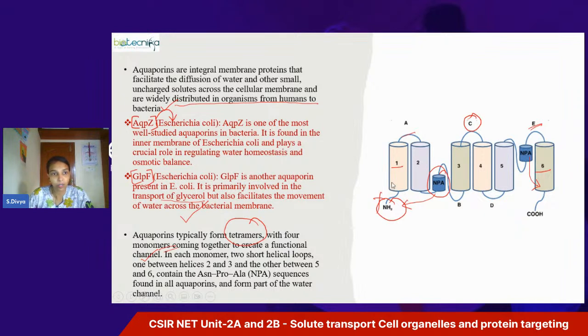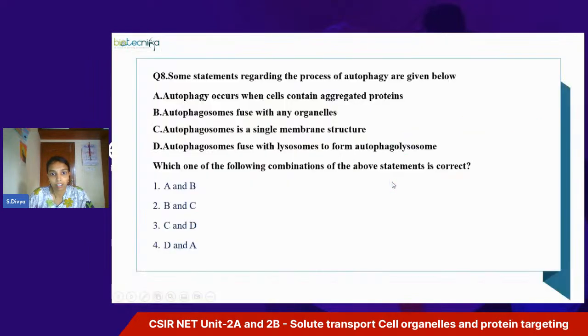Okay, I hope you got it. Next question. Some statements regarding the process of autophagy are given below. Autophagy occurs when the cell contains aggregated proteins. Autophagosomes fuse with any organelle. Autophagosome is a single membrane structure. It can fuse with lysosomes forming autophagolysosome. Now you have to identify the correct combination of statements among this group. Find it out.